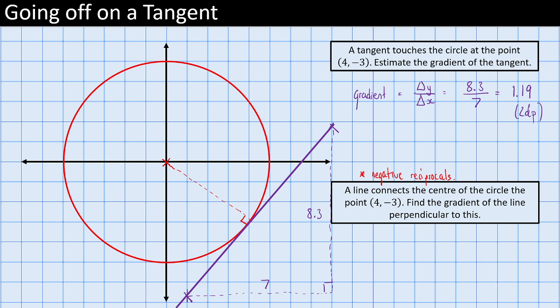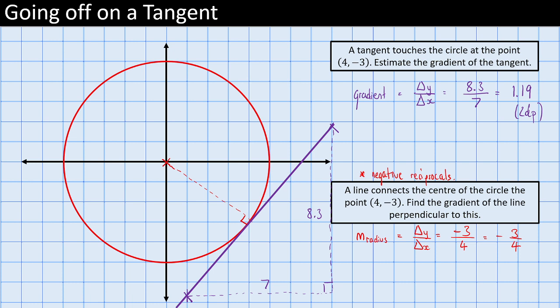Now this radius here, I need to know the gradient of my radius. And again, change in y divided by change in x. My change in y is I've gone down by 3, so negative 3. My change in x has gone across by 4, which is just 4. Is negative 3/4. So now if we want the gradient of my tangent, I'm going to have to find out what the negative reciprocal of 3/4 is.